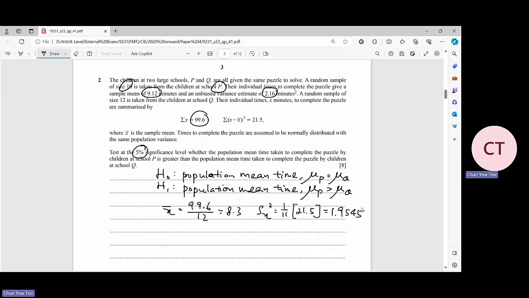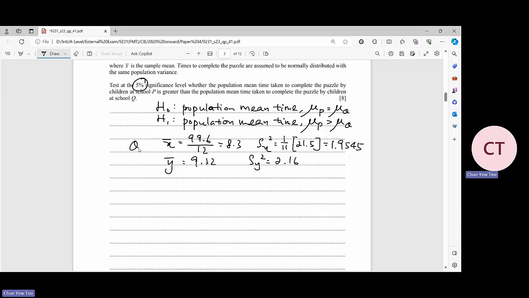Then for the bar Y, it is given as 9.12 in the question, and the sY squared is also given in the question as 2.16. So we just copy it down. This is the data for the Q. This is the data for the P.